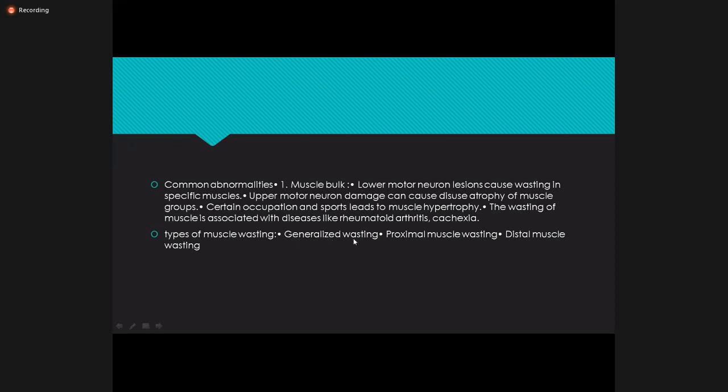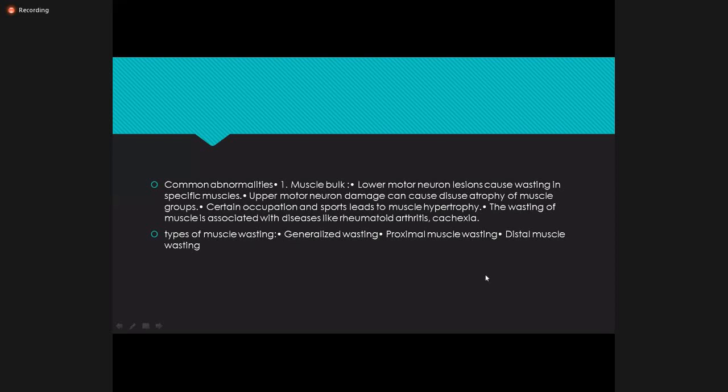So wasting can be generalized. Generalized wasting you will find in any cachexia, any malabsorption, any chronic infection, rheumatoid arthritis or hyperthyroidism. You can find proximal muscle wasting rarely with some kinds of myopathies, and distal muscle wasting you can comment on in the type of neuropathies, right? Distal muscles means the muscles which are present in the hand and forearm in the upper limb, and in the foot and legs in the lower limb, right? So these are called distal muscles, while proximal muscles are the ones which comprise the bulk of the arm and thighs in the lower limb.